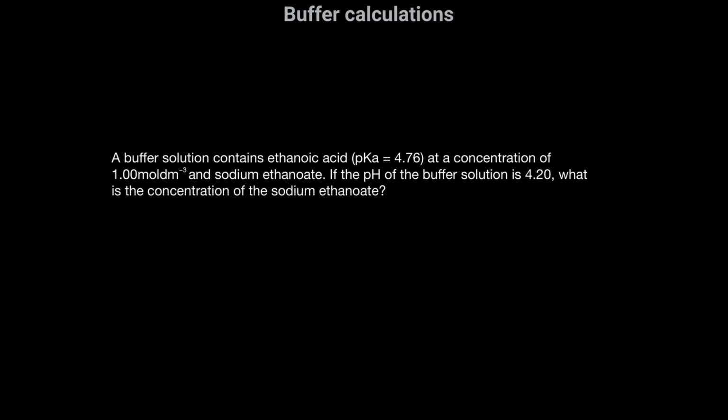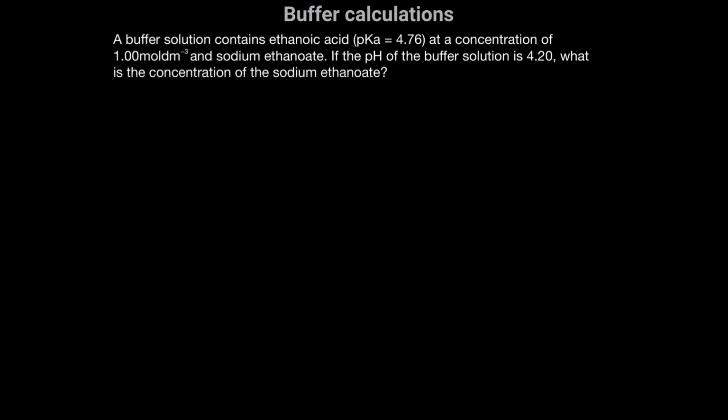So here we're going to look at some buffer calculations. Okay, so the first question that we have says, a buffer solution contains ethanoic acid, which has a pKa of 4.76 at a concentration of 1 mole per decimeter cube, and sodium ethanoate. If the pH of the buffer solution is 4.20, what is the concentration of the sodium ethanoate?